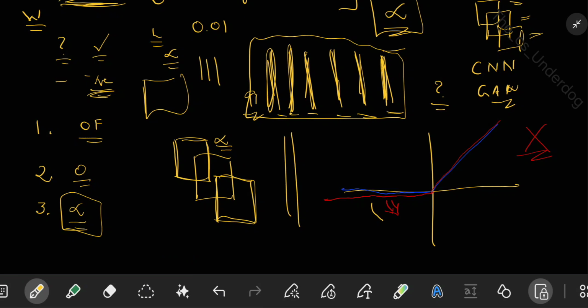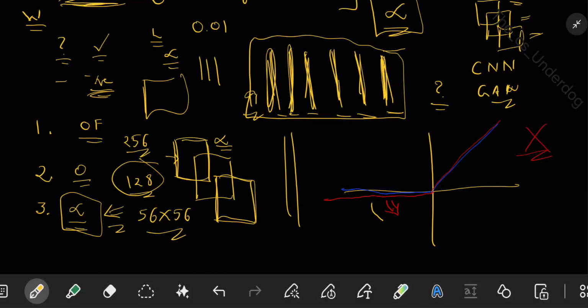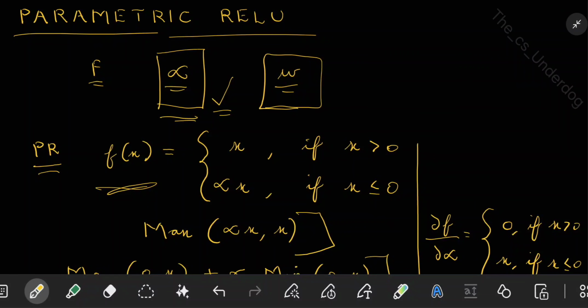Let us say you have some image, something like this 56 by 56 image or something. On that, you may want, let us say, 128 different channels in order to understand 128 different features of the image. Then each feature can be identified by each channel. You may want 128 such channels or maybe 256 such channels. Whatever be the count of those channels, you can have those many different values of alpha if you do training using parametric ReLU. So this is where parametric ReLU activation function is important.